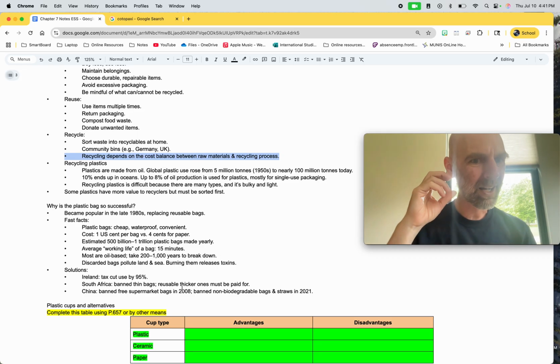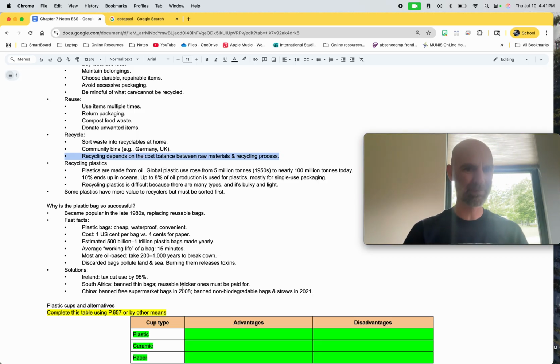Let's see, recycling plastics. 10% ends up in oceans. Up to 8% of oil production is used for plastics, mostly for single-use packaging, which is one of the reasons why single-use plastic is so bad. You use it, abuse it, lose it. Recycling plastics is difficult because there are many types, and it's bulky and light. You can only recycle them so often before the integrity breaks down. Some plastics have more value to recyclers, but must be sorted first, which takes time, machines, and effort.